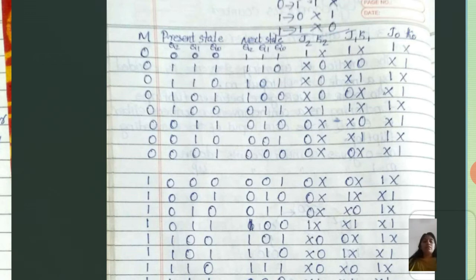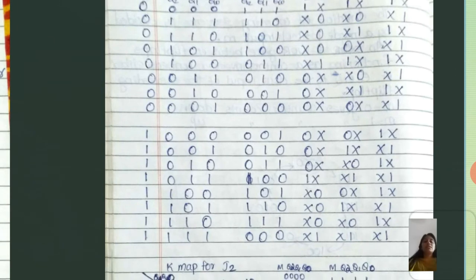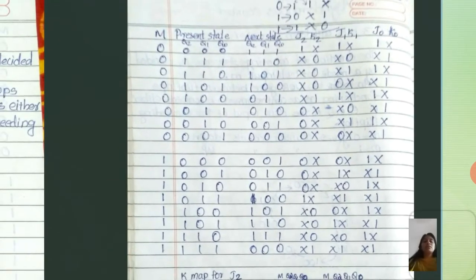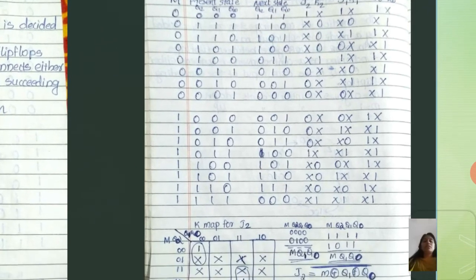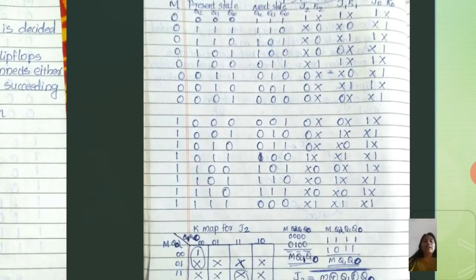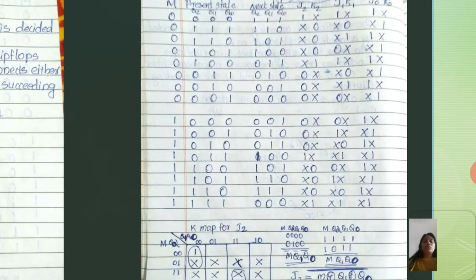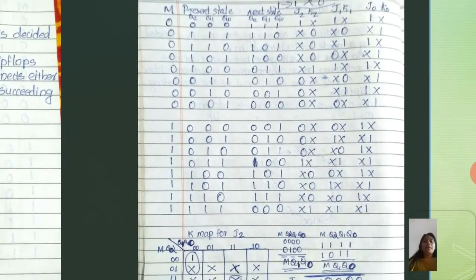Okay, like this you have to fill all the 16 representations. J2 K2, J1 K1, J0 and K0 should be filled for the 16 cases. You will be getting a table like this. This is your next state table. The labeling is important here. Based on this particular table you are going to plot the K-map.